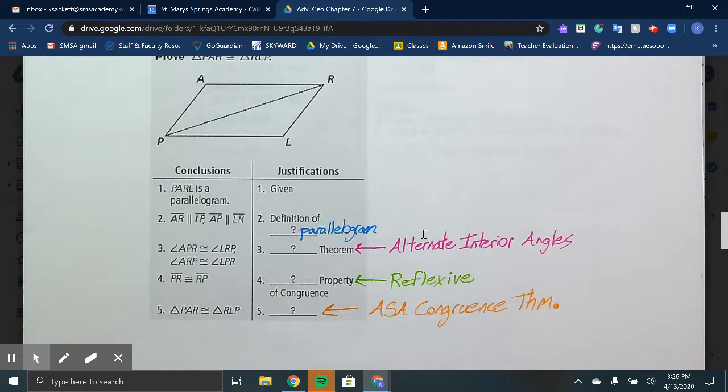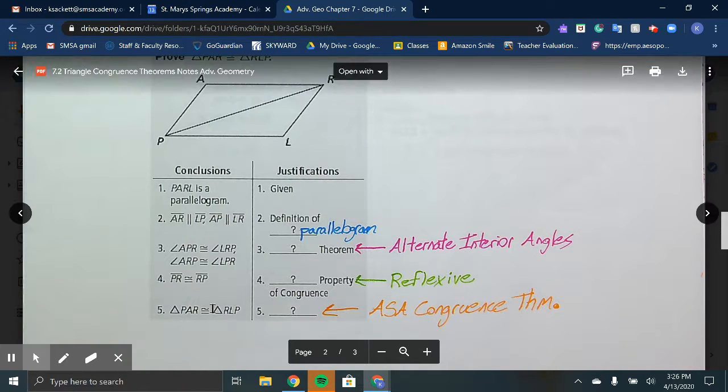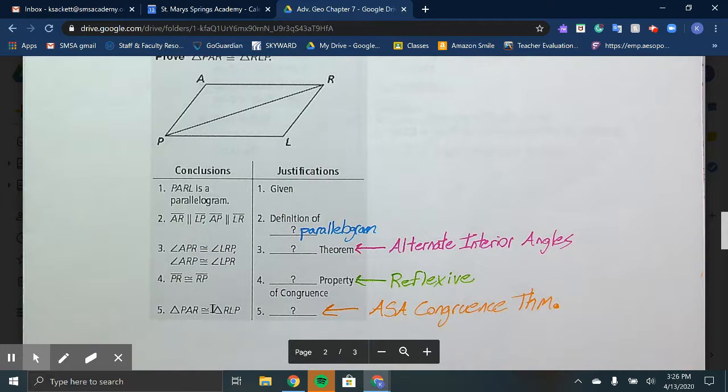In step 3, then, because we had those parallel sides, they were able to look at the alternate interior angles theorem for angle APR congruent to LRP and angle ARP congruent to LPR. Then you're able to say PR is congruent to itself, or RP, by the reflexive property of congruence. And then by angle side angle congruence theorem, triangle PAR is congruent to triangle RLP.